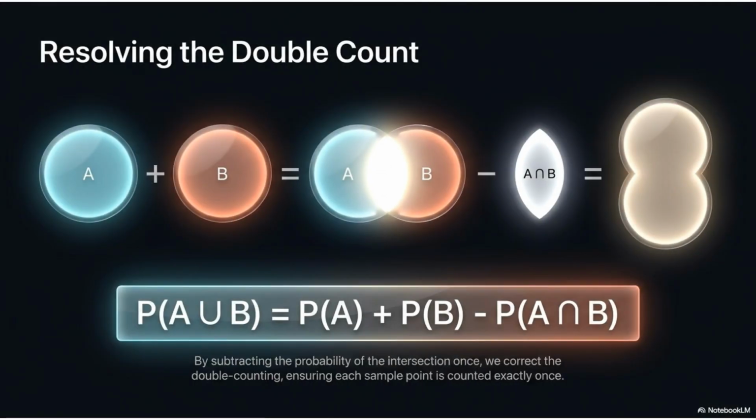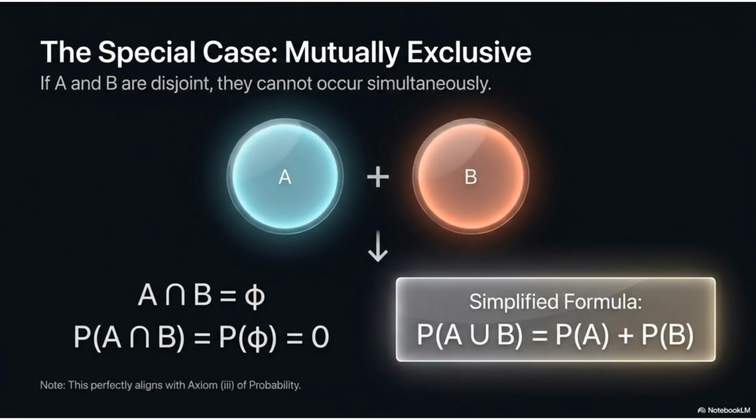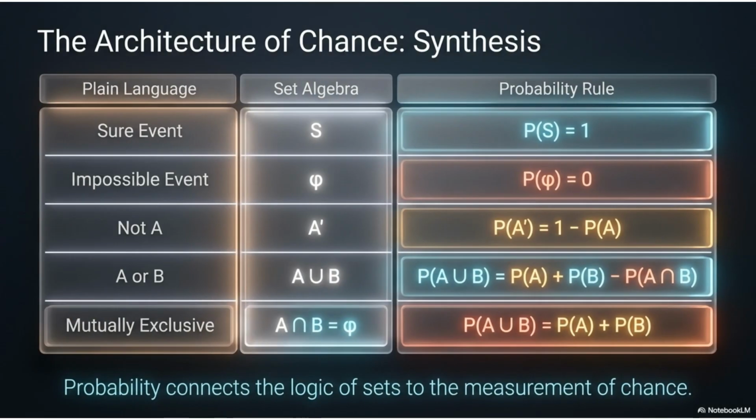When we calculate the union of 2 events, we must account for their overlap. By subtracting the probability of the intersection once, we resolve double counting and ensure each sample point is counted exactly once. In the special case where events A and B are disjoint, they cannot occur simultaneously. Their intersection is an empty set, simplifying our formula to just the sum of the individual probabilities. This final synthesis connects set algebra with the rules of probability, demonstrating how logic provides the foundation for measuring chance.